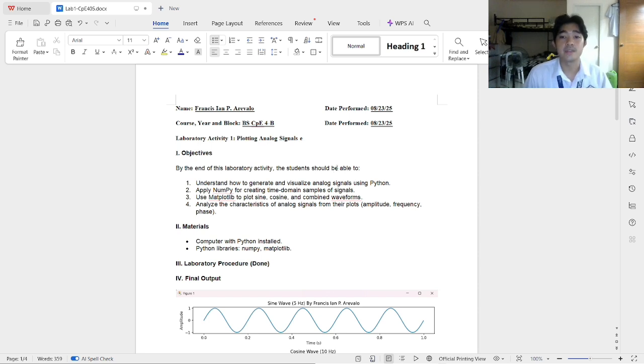To summarize, the output of our Python code changes based on frequency, phase, sampling rate, and amplitude. Using NumPy and Matplotlib made it easier to visualize and analyze these signals in the time domain. And that's how we understand why the output looks the way it does.